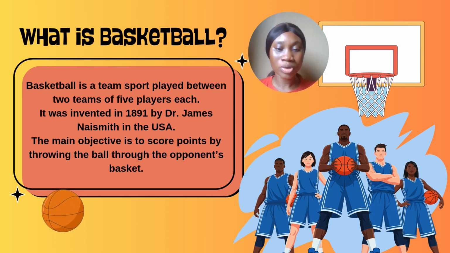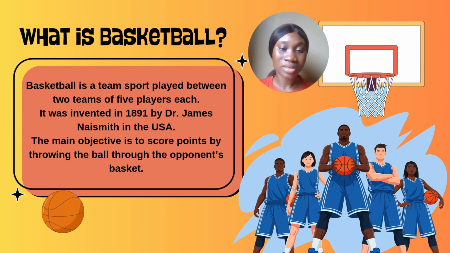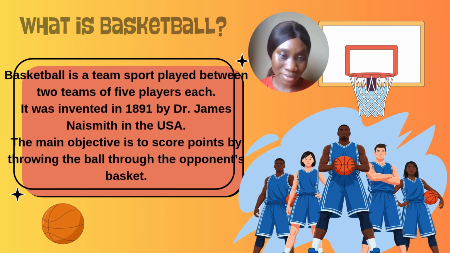Each time you throw the ball through the hoop, or your basket, you score a point. So whoever throws the ball the most automatically has the most points. And of course, whoever has the most points is automatically the winner.